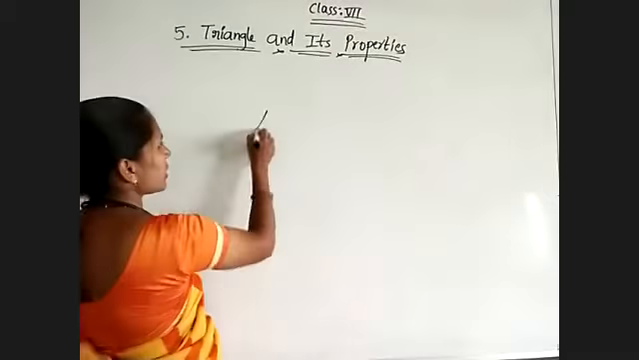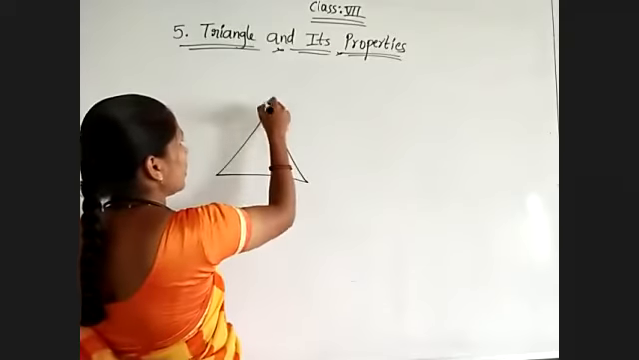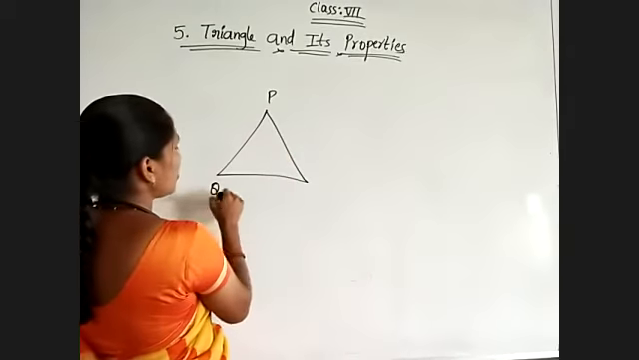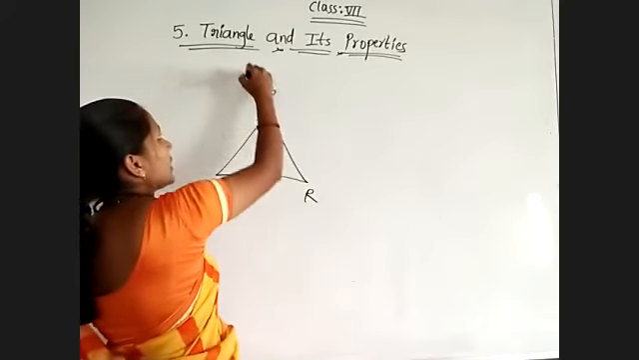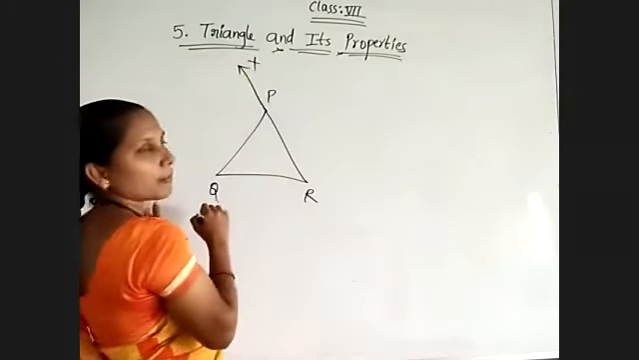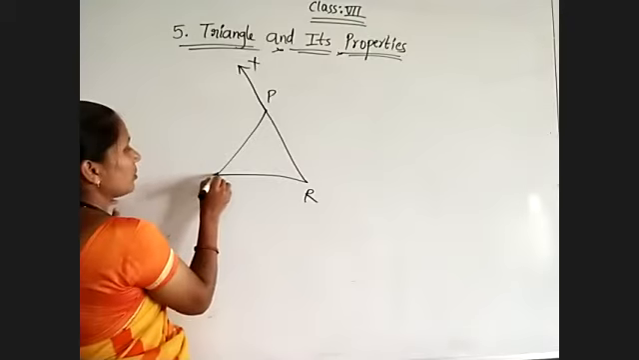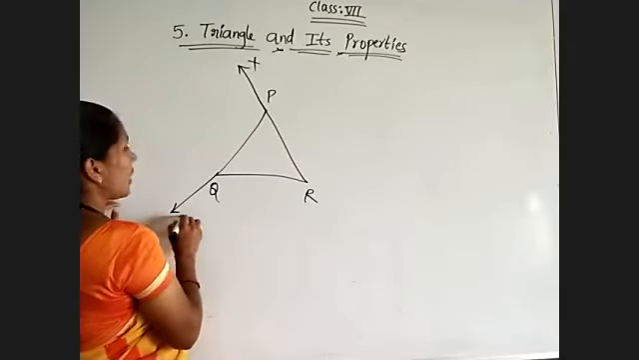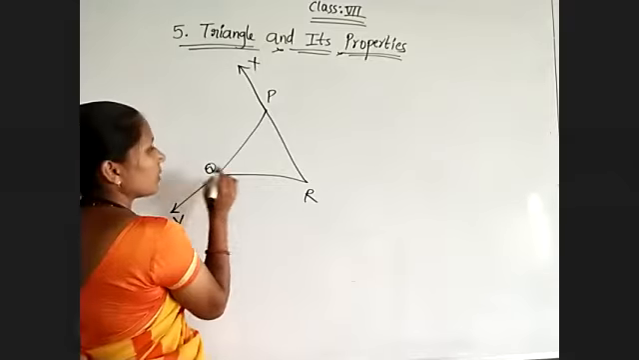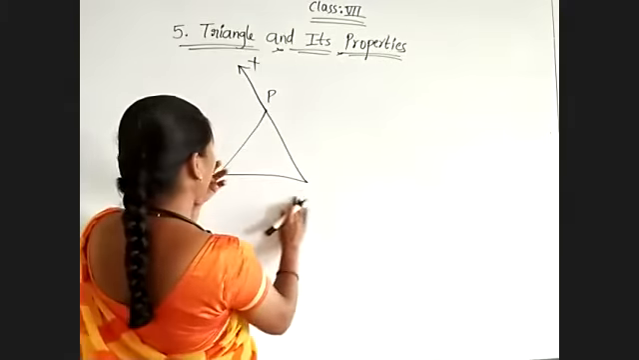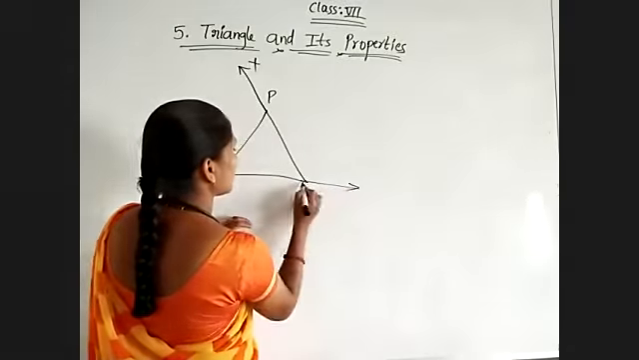Suppose we consider the triangle PQR. For this, at P I am extending till X. For Q, Y. So here I write Q. And for R, like this I am writing.